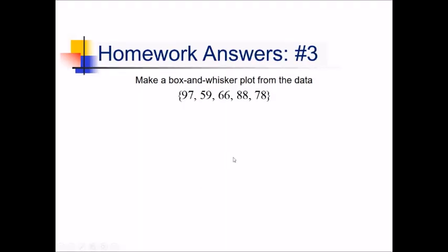To make a box and whisker plot from this data, we should first put it in order. So we've got a 59, and then after that we have 66, 78, 88, and 97. So next, let's pick out the median and also the median of the first half and the second half of the data. So our overall median is this middle number, 78.